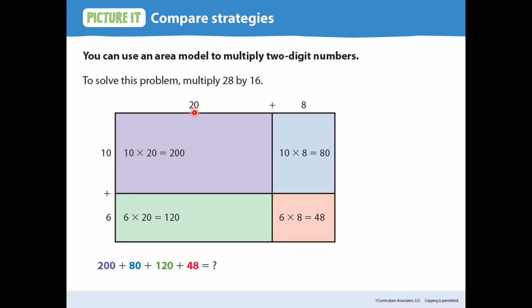If we multiply 20 times 10, we have 200. And then 8 times 10, here we have 80. And then 6 times 20, we have 120. And then 6 times 8 is 48. And then if we add the area of each of these rectangles together, we have 200 plus 80 plus 120 plus 48. And that would give us 448.